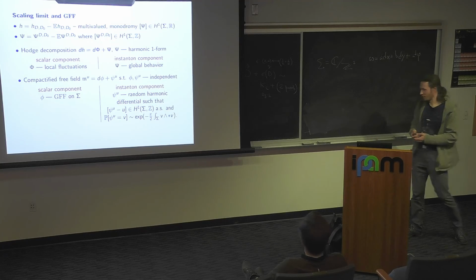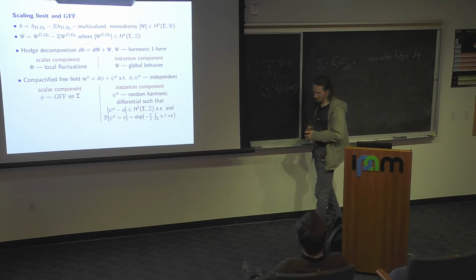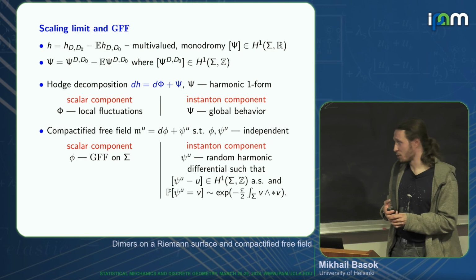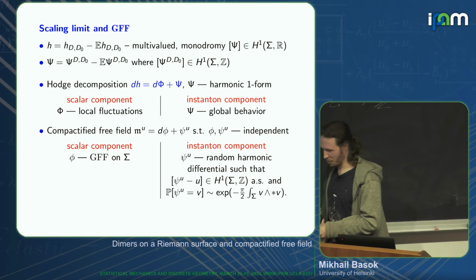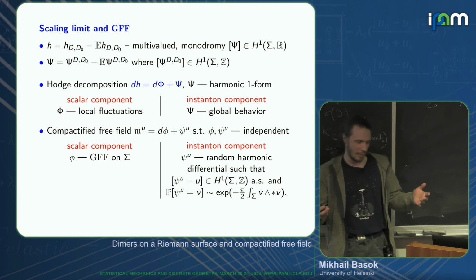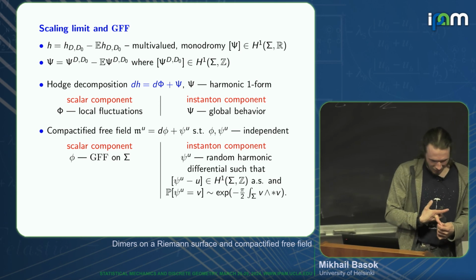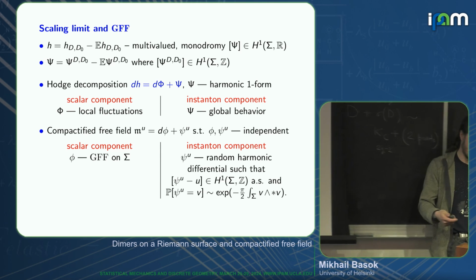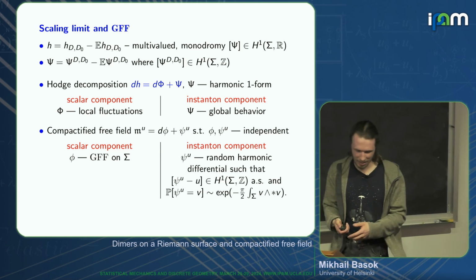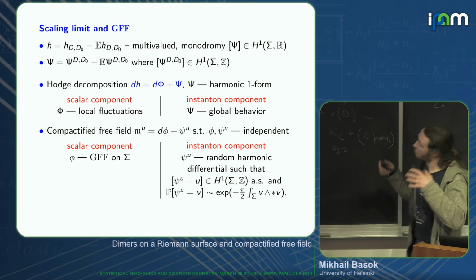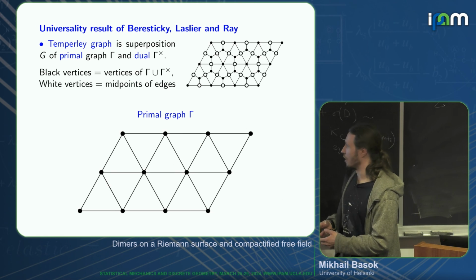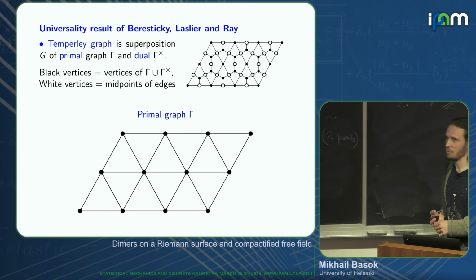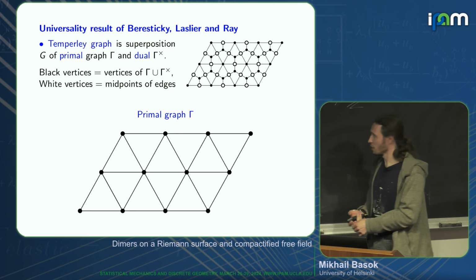Okay, so this is a story that has been studied for a long time. There are several works, and I think that the case of a torus is quite understood by Boutillier, Berestycki, and Dubédat. And there is also a very general result of Nathanaël Berestycki, Ray, and Benoît Laslier about general Riemann surfaces and Temperley graphs on them. So let me now describe what is happening there, what's known and what is not.